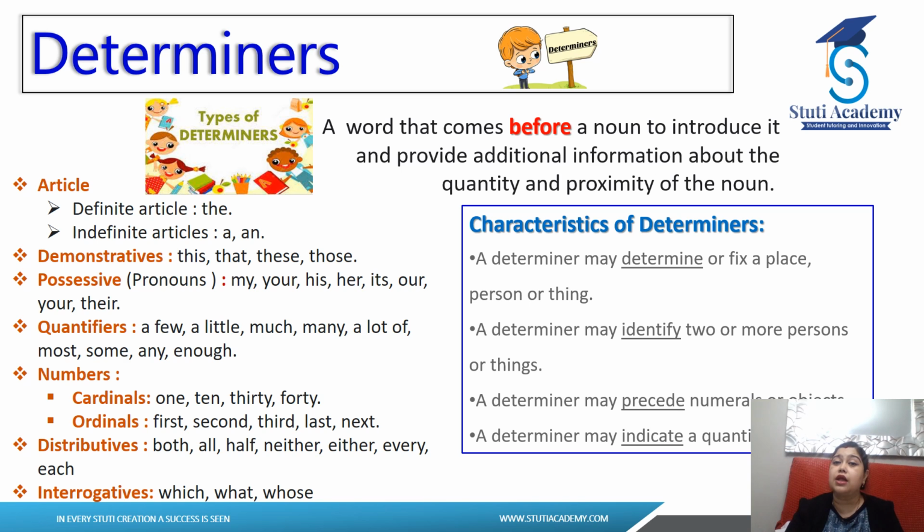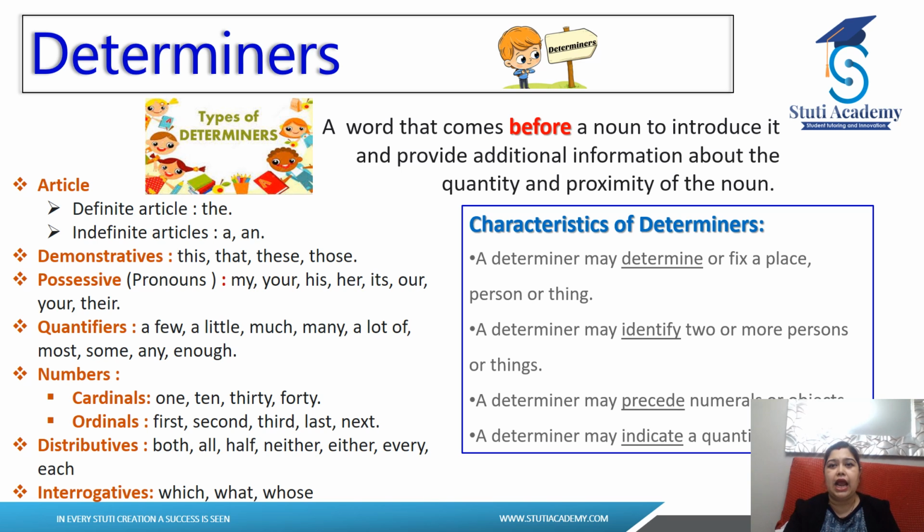Now let's look at the different types of determiners. The first one that we have here is the article. There are two types of articles. One is the definite article and the other one is the indefinite article. So the definite article will talk about a specific thing. That is why it is the word 'the'. It will tell you more about things like a book or maybe a place or maybe an object.